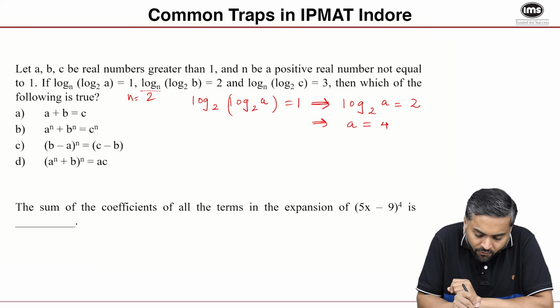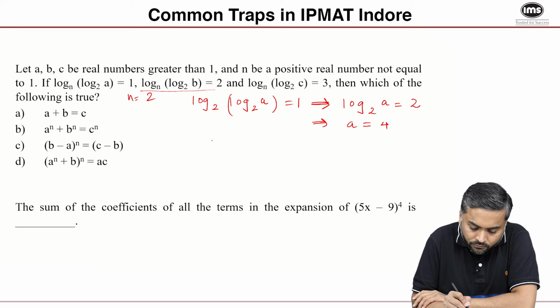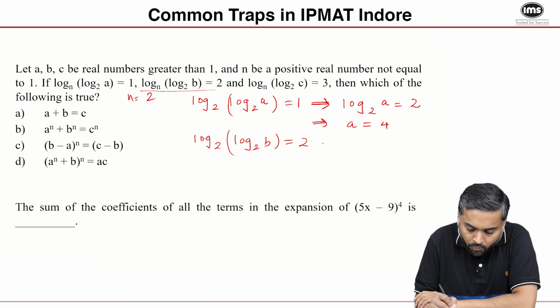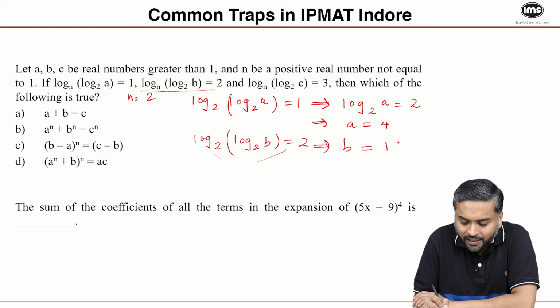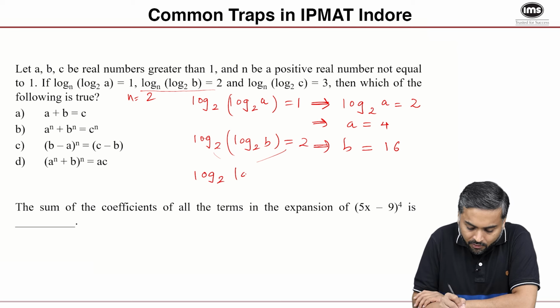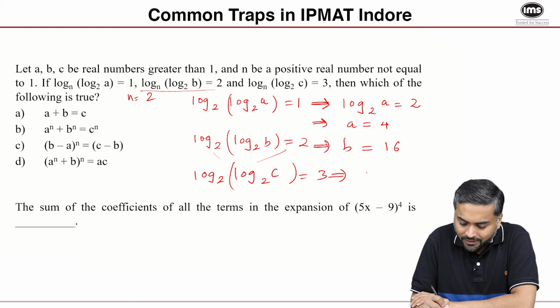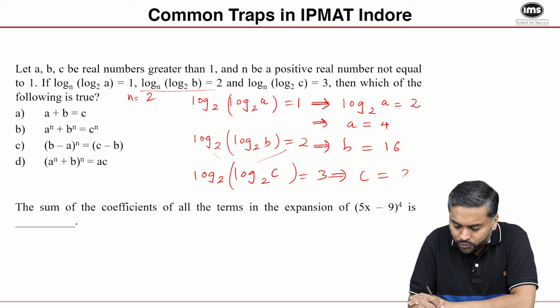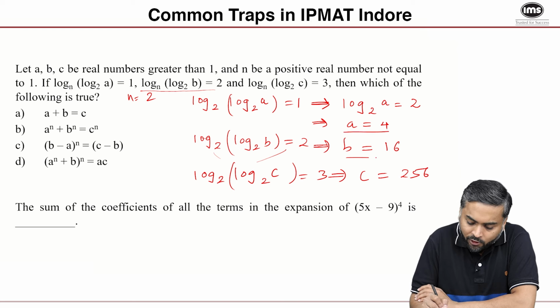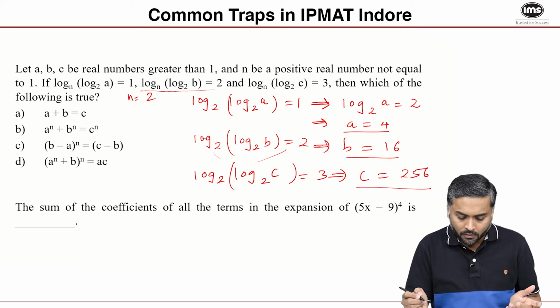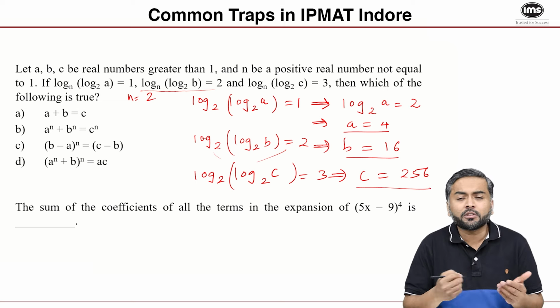Similarly, here also, if I substitute n is equal to 2, if I solve this, I'll get this as 4 and 2 raised to 4, that gives me 16, I'll get b is equal to 16. And similarly, for the last case also, this is 3. So, basically, C would be 2 raised to 8, that is 256. So, I got the value of A, I got the value of B, and I got the value of C. And now, I just need to check which option satisfies.